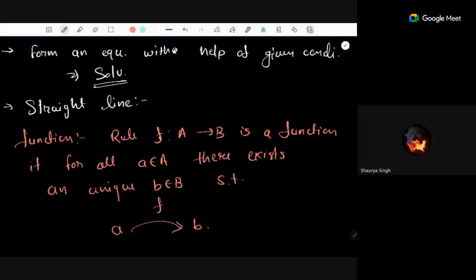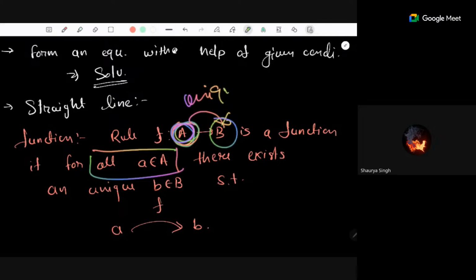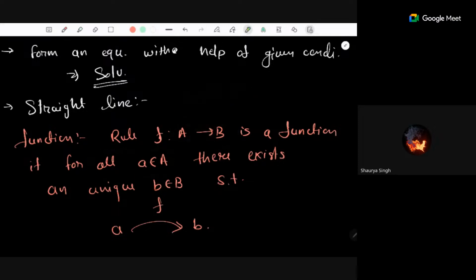So a function is nothing but a rule or a map or a correspondence between two sets A and B. So it is a function from a set A to a set B if for all a belongs to A, that means for every element of A, there should exist a unique element of B, right? So here we have uniqueness, such that f will take a as an input and give us b as an output.